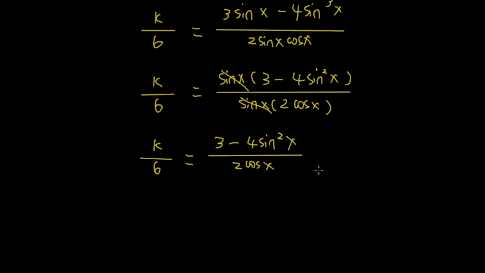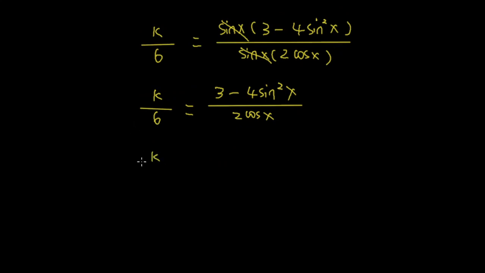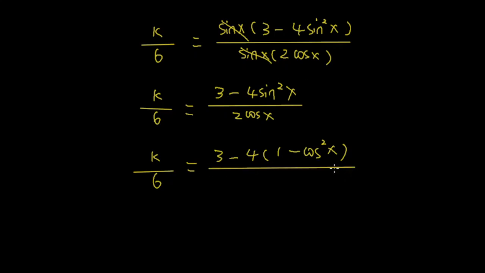But what can we do? It's a lot easier to rewrite sine squared x in terms of cosine x instead of rewriting cosine x in terms of sine x. So I'm going to rewrite sine squared x in terms of cosine x. We do know that sine squared x is equal to 1 minus cosine squared x. So I'm going to write that: k over 6 is equal to 3 minus 4 times 1 minus cosine squared x, which is the same as sine squared x, over 2 cosine x.